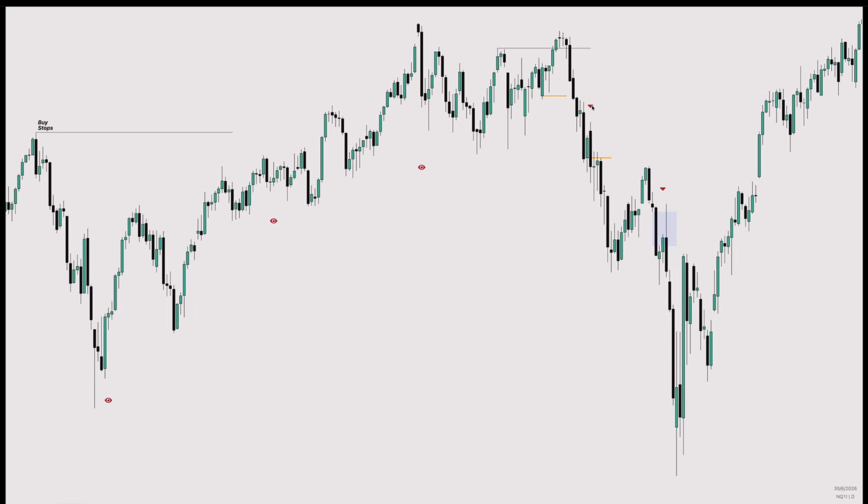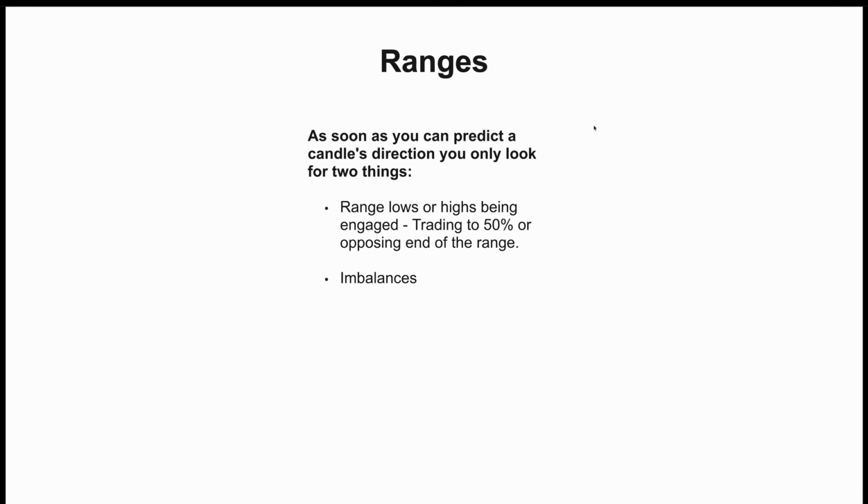And these are both predictable monthly candles. You can engage with the daily candles inside of here. So that is how you simplify the monthly time frame. Now we're going to go on to our second topic, which is ranges.